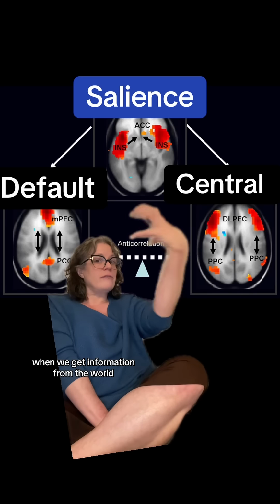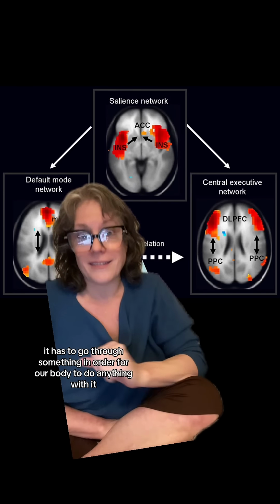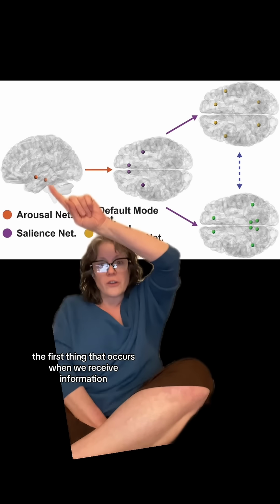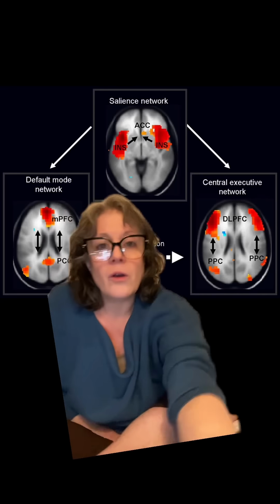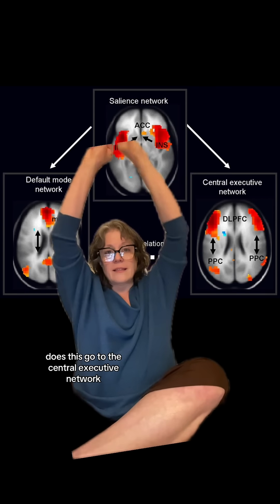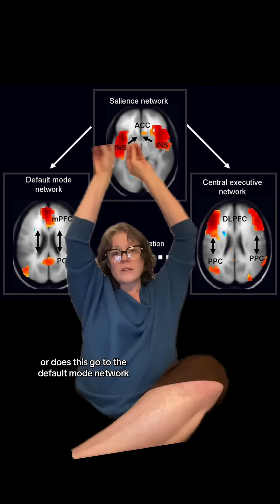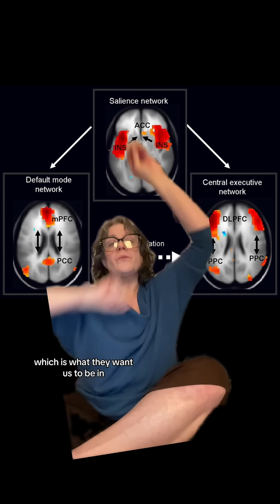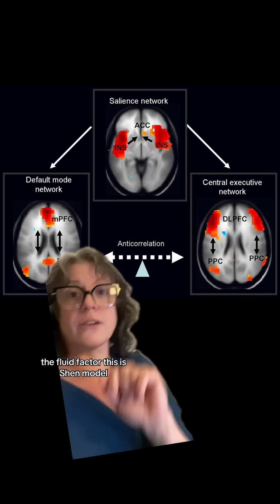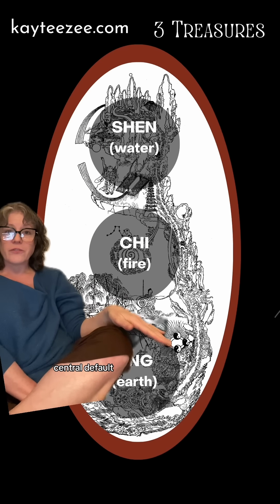When we get information from the world, it has to go through something in order for our body to do anything with it. The first thing that occurs when we receive information is that our salience network determines: does this go to the central executive network, which is where the executive functioning is, or does this go to the default mode network, which is what they want us to be in, rest and digest? This is the fluid factor. This is Shen model: salience, central, default.